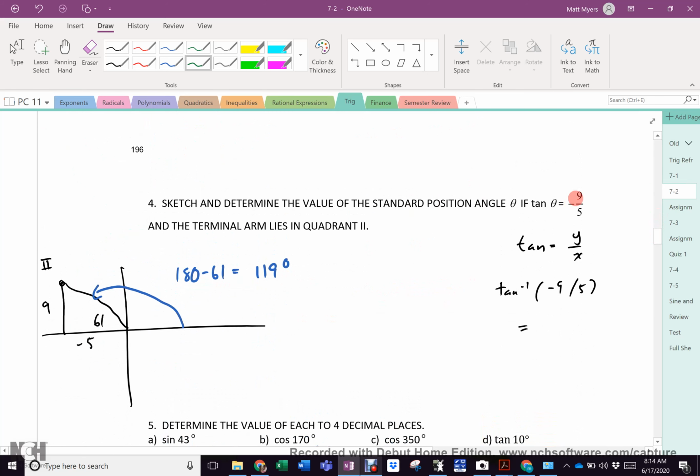Same thing here. That is a y, that is an x. Tangent is negative, so it's in quadrant 2. So that has to be the 9, that has to be the negative 5. So then I shift tan and I get 61 degrees. But that doesn't make any sense because it has to end here. That's why I have this, right? Which is 180 minus the 61. So that's 119. That's actually theta.